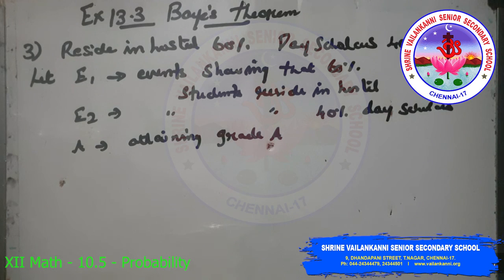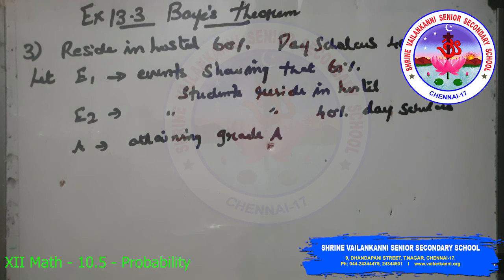Third question. Of the students in a college, it is known that 60% reside in hostel and 40% are day scholars. That is, they are not in hostel. So previous year results report that 30% of all students who reside in hostel attain A grade and 20% day scholars attain A grade in their annual examination. So at the end of the year, one student is chosen at random from the college and he was an A grade. What is the probability that the student is a hostelier?